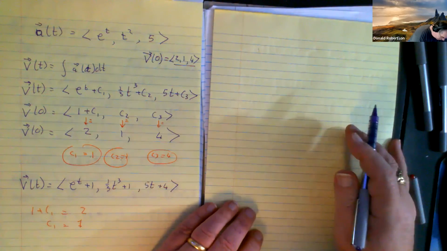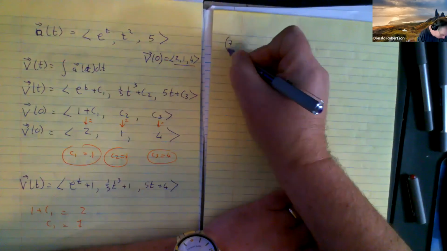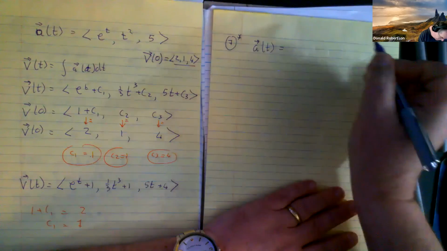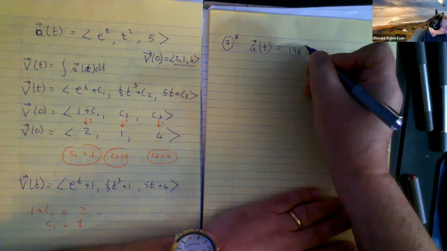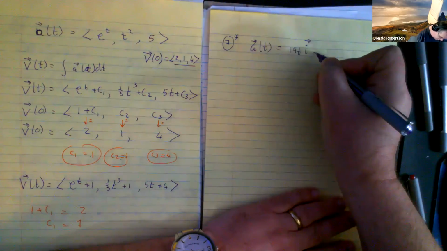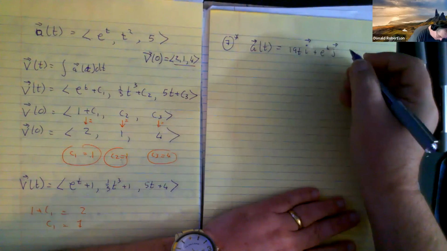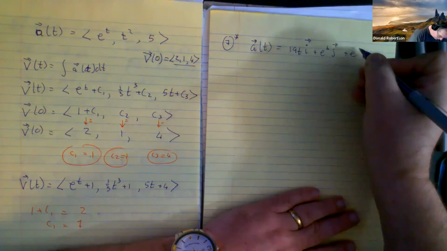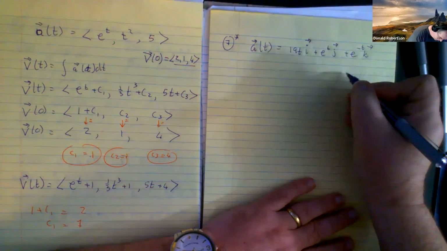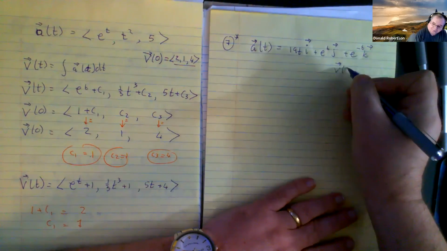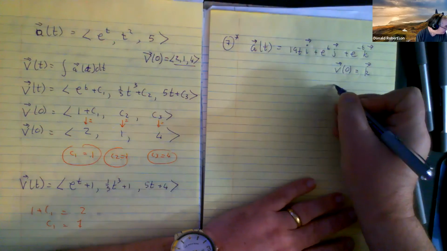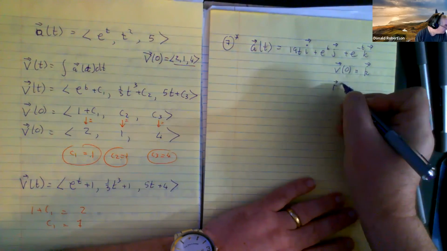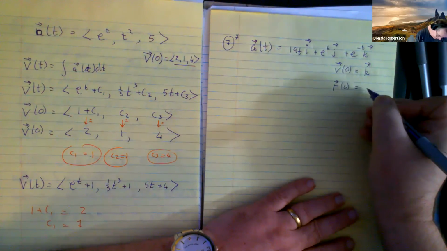This one is question 7. Acceleration vector is 19t i plus e to the t j plus e to the negative t k. If you hear growling, it's my puppy wanting attention. V of 0 is equal to k, and the position space curve at 0 is equal to j plus k.